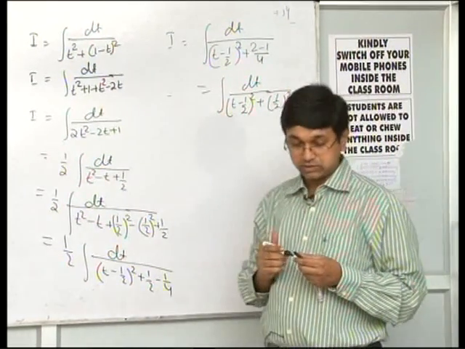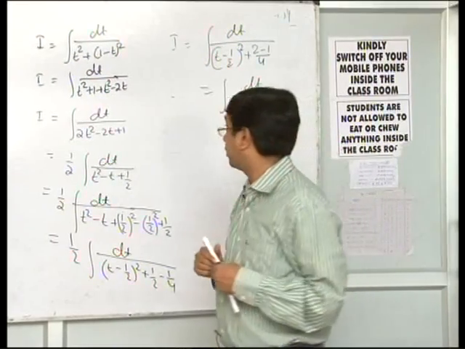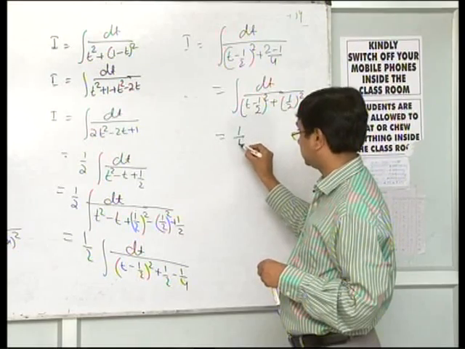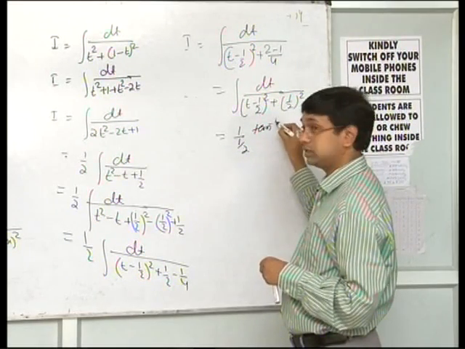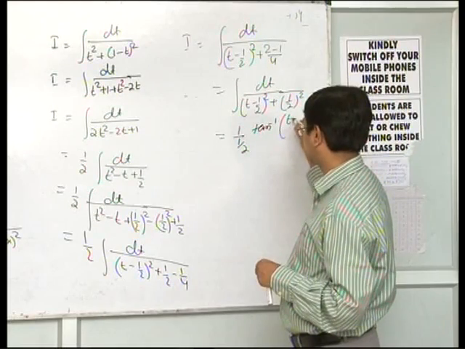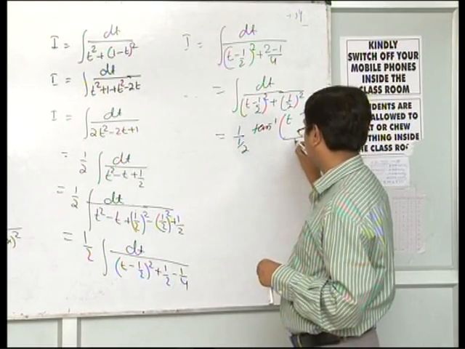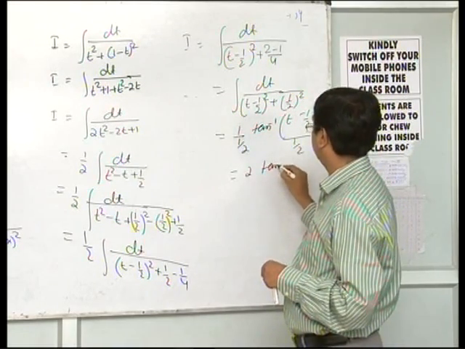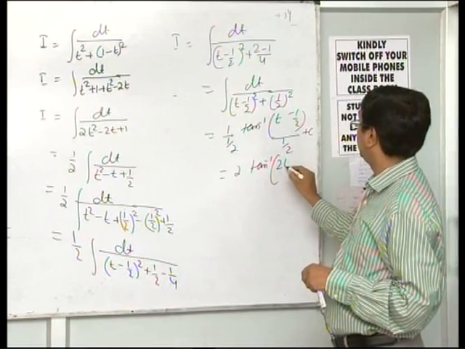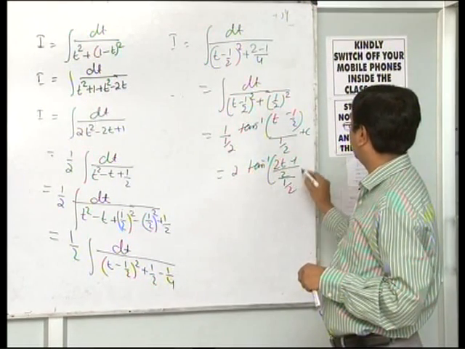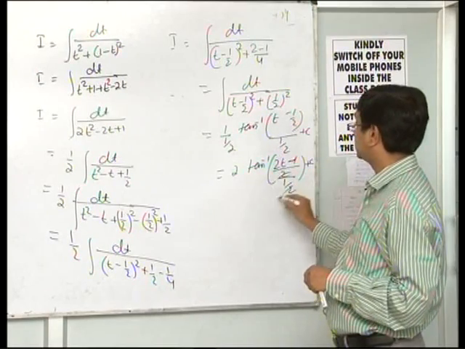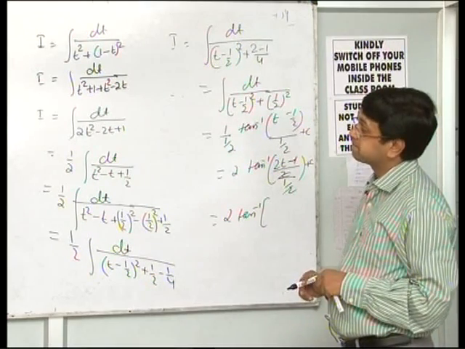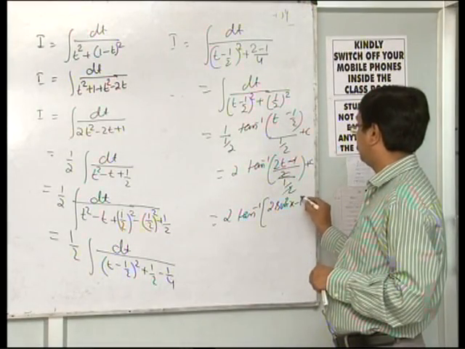And now this is in the standard form, dt upon x square plus a square. So the formula for that is 1 by a tan inverse x by a. So that is t minus half over a. So 1 by a, so 2 tan inverse (2t minus 1) by 2 upon half plus c. So this gets cancelled and we would finally arrive at the answer 2 tan inverse, so what was t? Tan square x minus 1 plus c.